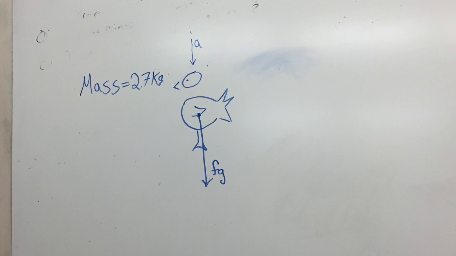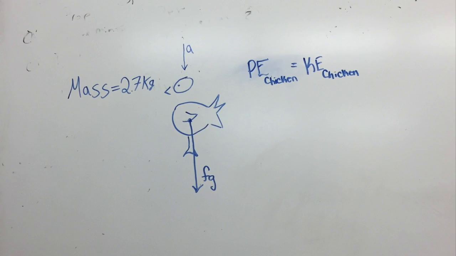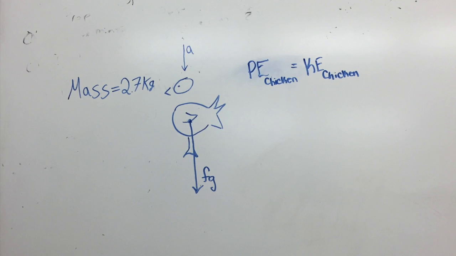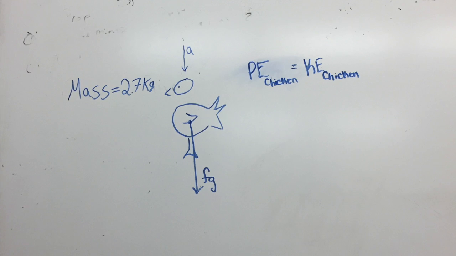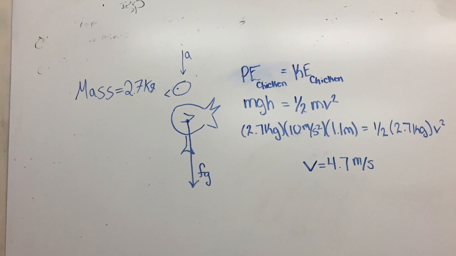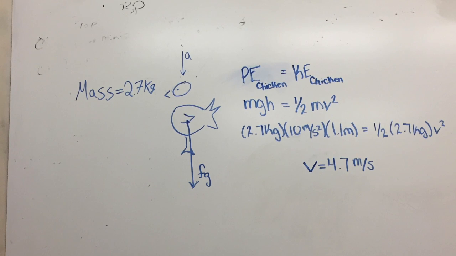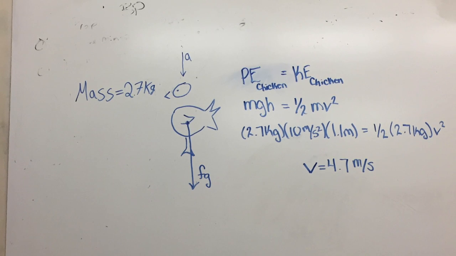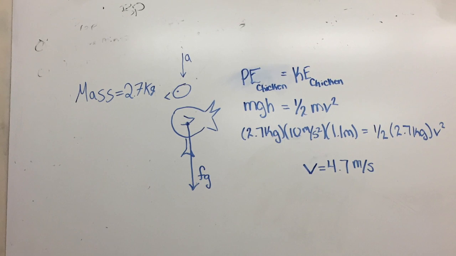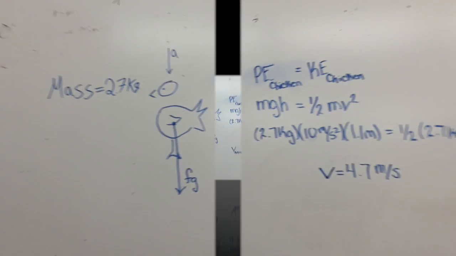We know that the mass of the chicken is 2.7 kilograms, and from there, through the energy lens, know that the initial potential energy of the chicken, if it did not flap its wings as it fell, will be equal to the final kinetic energy of the chicken. We know that the potential energy equation is mgh, and the kinetic energy equation is 1/2 mv squared. Setting the two equations equal to each other and factoring in the 1.1 meter fall that was calculated, we can find that the final velocity is 4.7 meters per second.